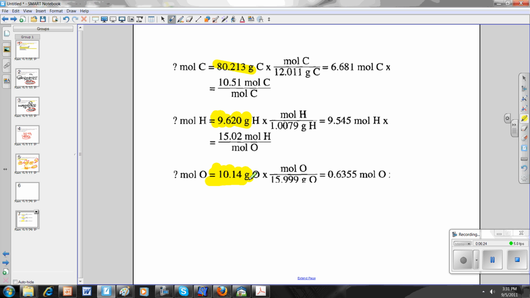So the next thing that we're going to do is we're going to change it into moles. How do you change the grams into moles? You divide by the value from the periodic table. So I take 80.23 grams of carbon, I get 6.681 moles of carbon. Take the 9.62 grams, I would divide by 1.01, I get 9.45, and then finally the 10.14, I divide by 16, and I get that.